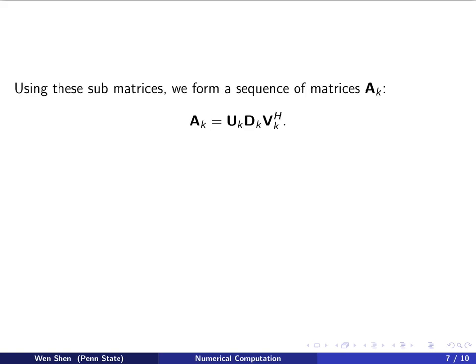So utilizing these submatrices, we can form a sequence of matrices. We call it A_K, where K can change. So A_K would be U_K times D_K times V_K^H. So this is in the same order as the singular value decomposition, but now we use the submatrices. And we see now if the K number gets bigger and bigger, especially when K equals m, then we would just have U, D and V here, and then the A matrix, A_K or A_m, will exactly equal A.